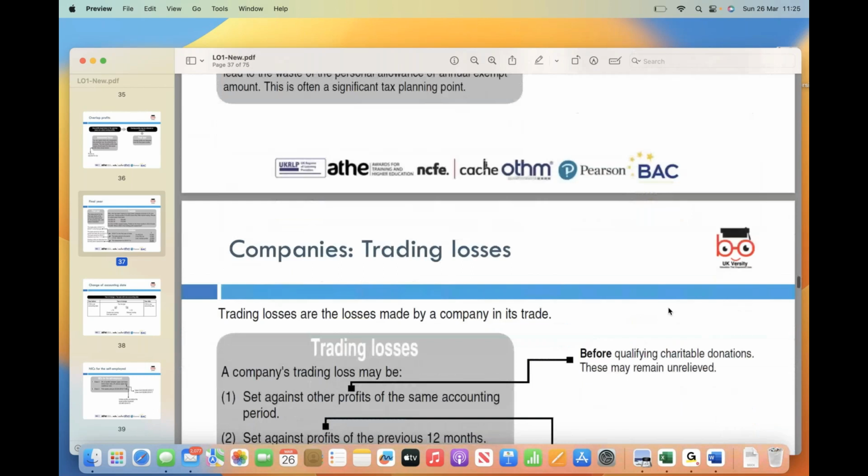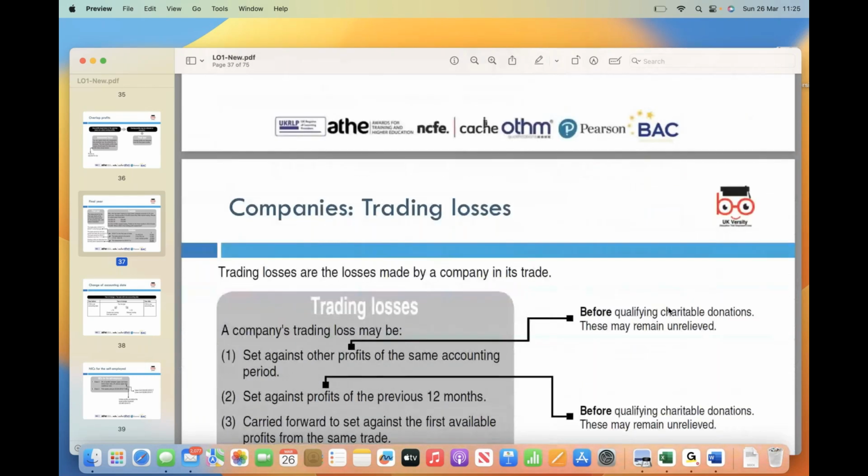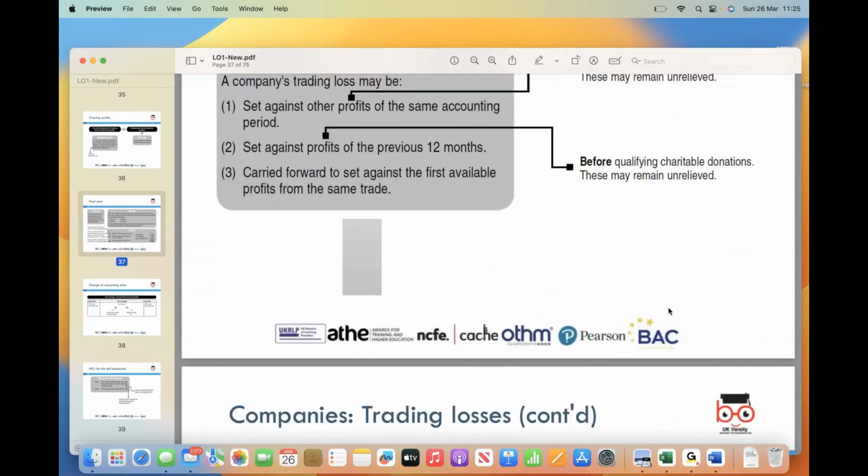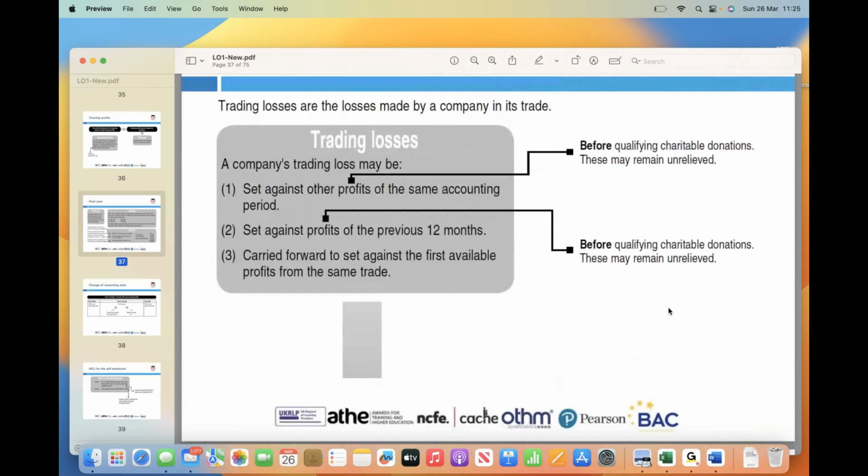So, companies' trading losses. Any idea about trading losses? Not really. It's exactly what it says: trading losses are the losses made by a company in its trade.